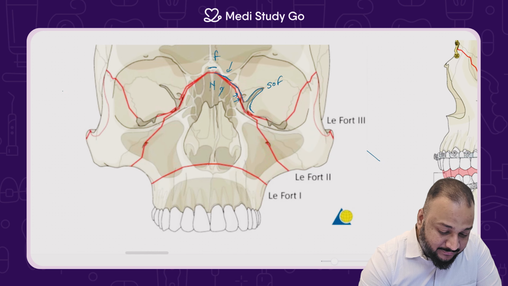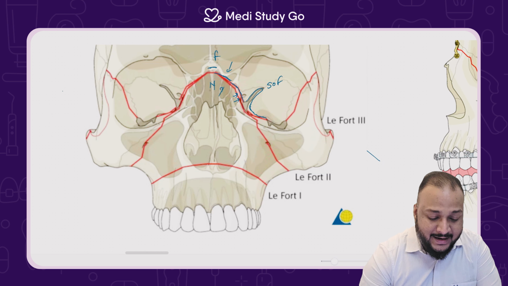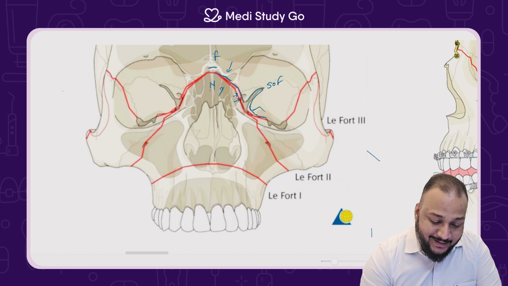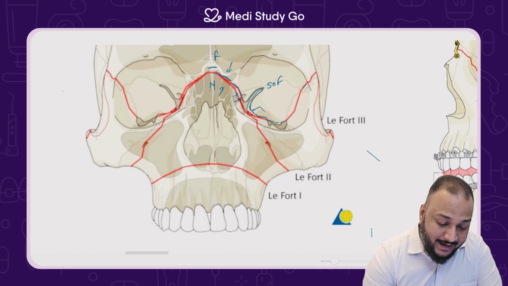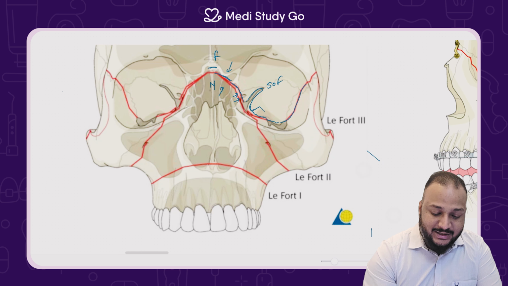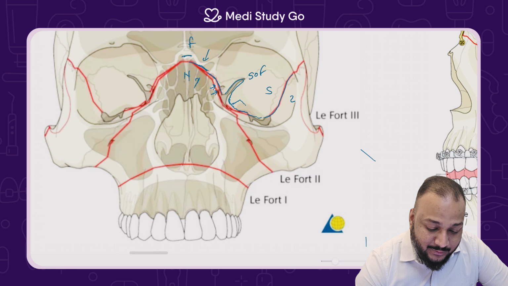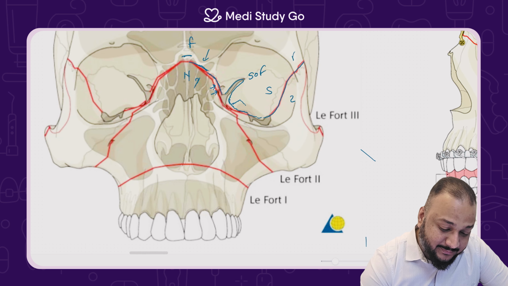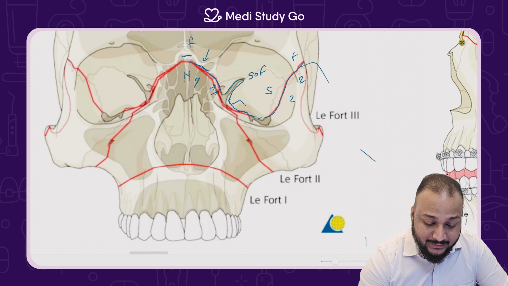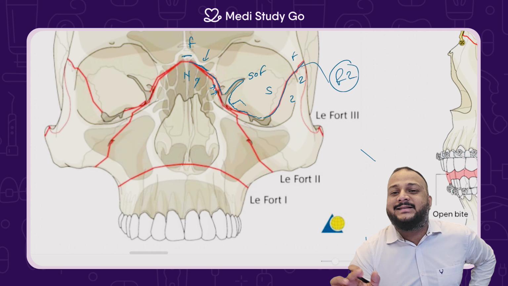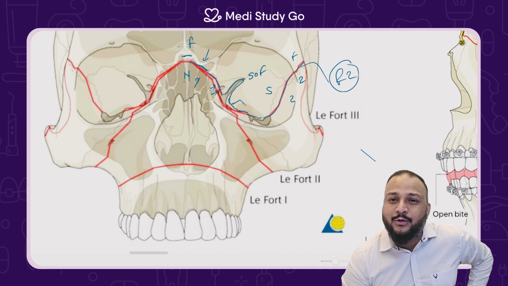Next, this line goes deeper onto the floor of the orbit. It fractures the floor of the orbit, and at this point the line bifurcates. A part of the line goes posteriorly and inferiorly, and the second part goes laterally towards the lateral wall of the orbit. It fractures the junction between the zygomatic bone and the greater wing of sphenoid, and goes on superiorly to fracture the junction between the frontal bone and the zygomatic bone, that is the frontozygomatic suture. This is the extent of a Lefort 3 fracture line from medial to lateral.